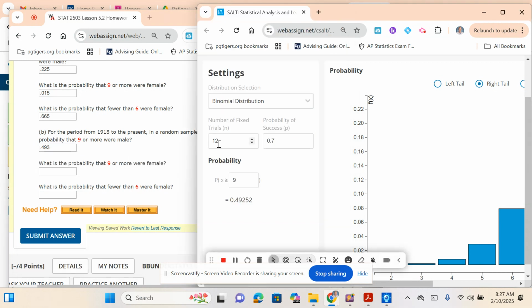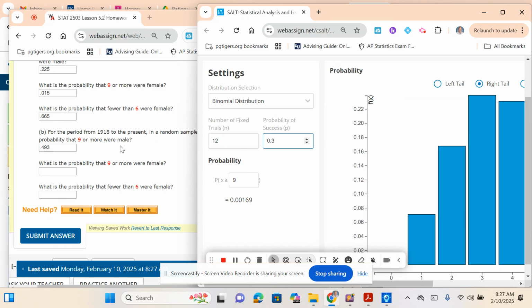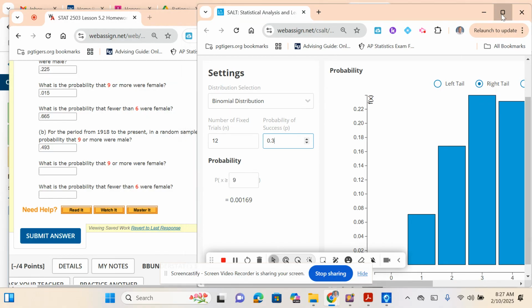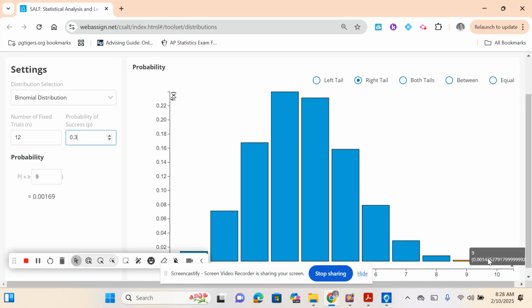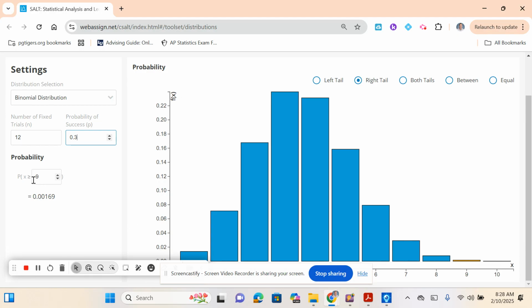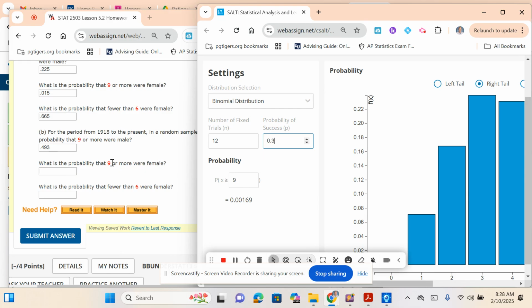So I've got 12. 9 or more. First off, let me change this to 0.3 because my probability of being female after 1918 is 0.3. 9 or more, well, I'm still going to use right tail because I'm wanting greater than or equal to 9. 9 or more would be 9, 10, 11, and 12. So you're looking at the graph here, it'd be 9, 10, 11, and 12, okay? So the probability that it's greater than or equal to 9 would be, for me, 0.002.